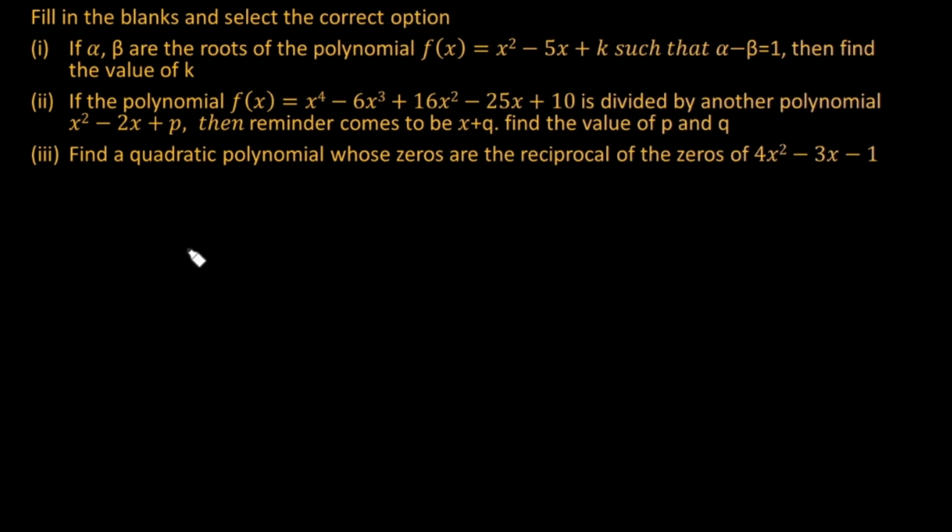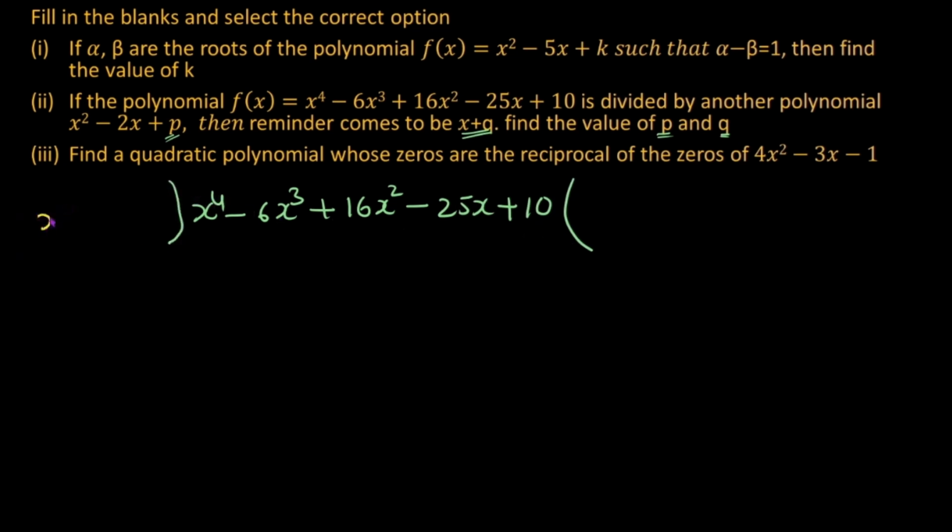Now we'll solve the second problem. For the second problem, there is a fourth order polynomial equation. If we divide this polynomial equation by this second order polynomial equation, then we'll get the remainder x plus q. Let's divide. How do you do that? We'll write the base equation here, that is x to the power of 4 minus 6x cube plus 16x square minus 25x plus 10. We'll put it this way, dividing by x square minus 2x plus p.